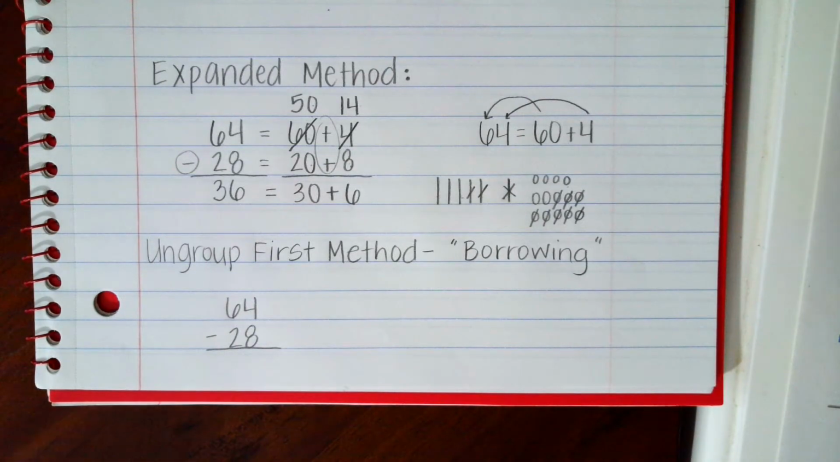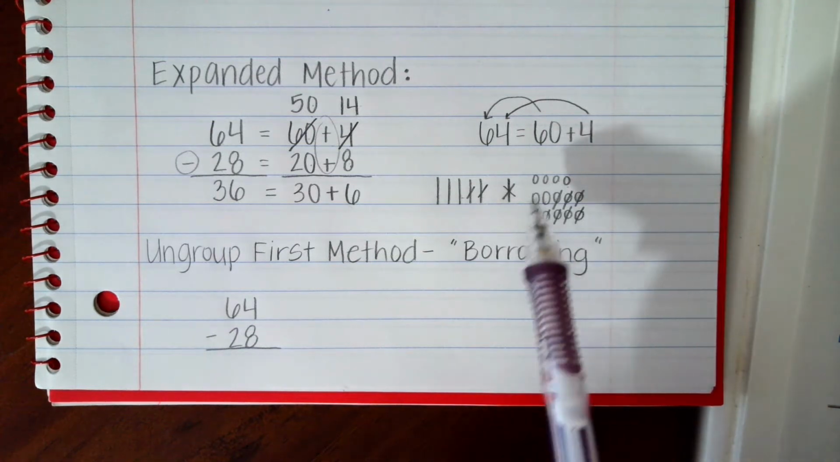Hi, friends. This is the math lesson for second grade. This is Unit 4, Lesson 5, Part 2. So we will be learning our third and final method for subtraction. And typically, this is the method that most people choose to use.